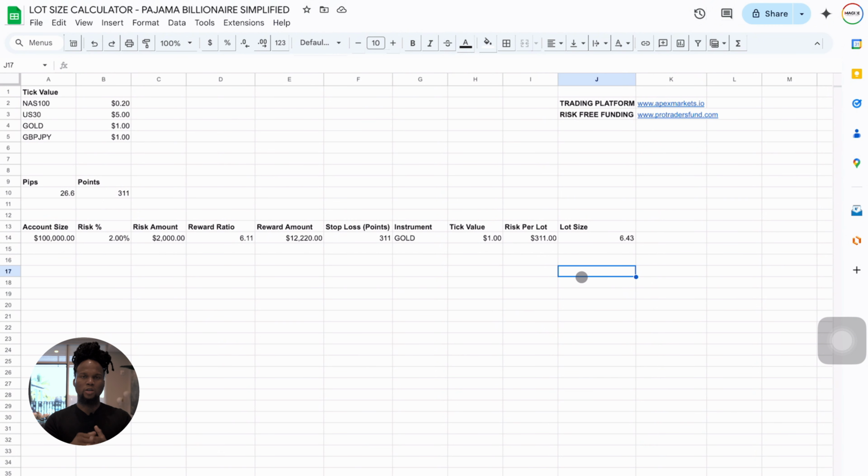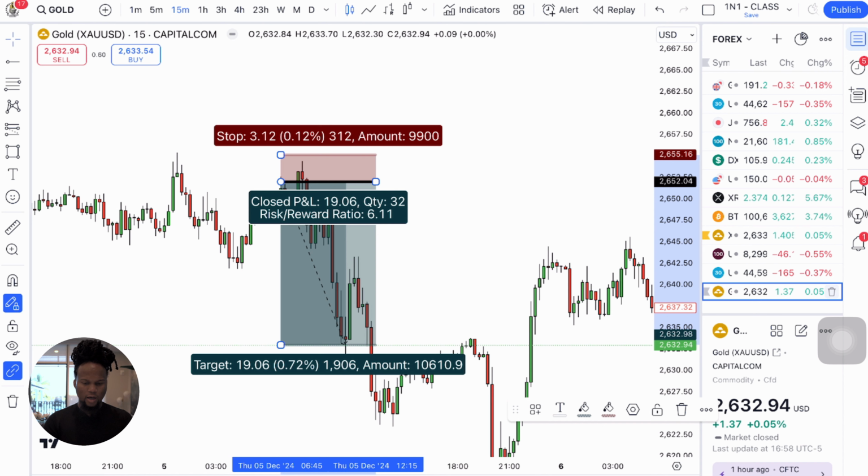Remember, your lot size is most important. You want to always ensure you calculate the lot size. All you have to do is go on the long short tool. You get the area from the entry point to where you expect the market to lose money, which is the stop loss area. You need that information so you can calculate the lot size. This is most important. You don't need anything else.